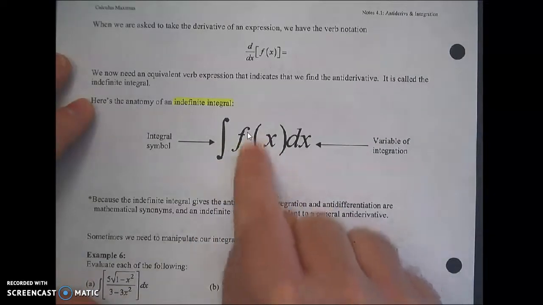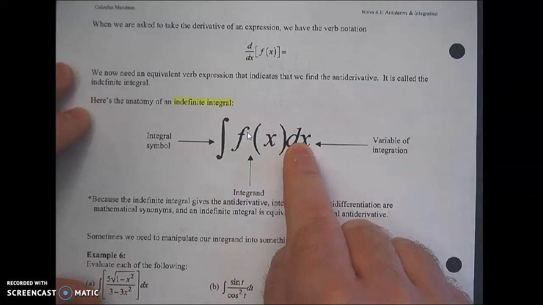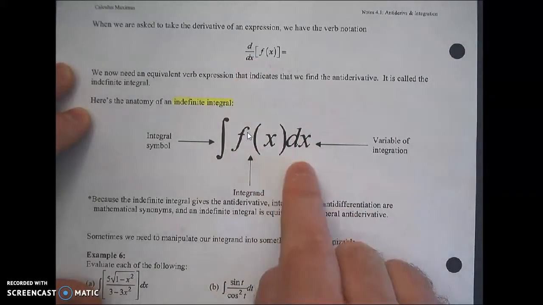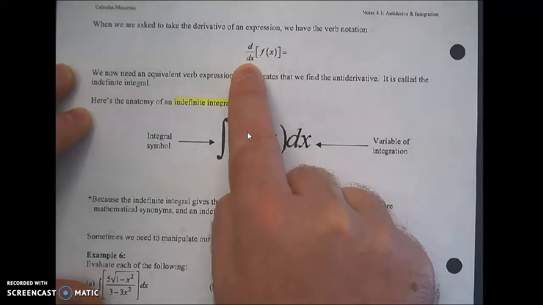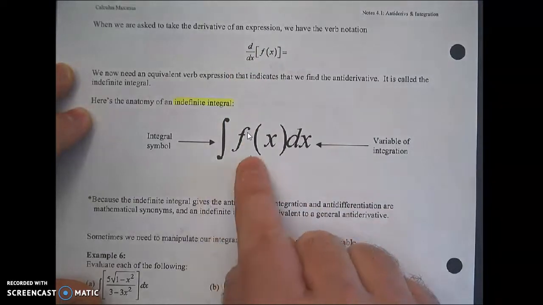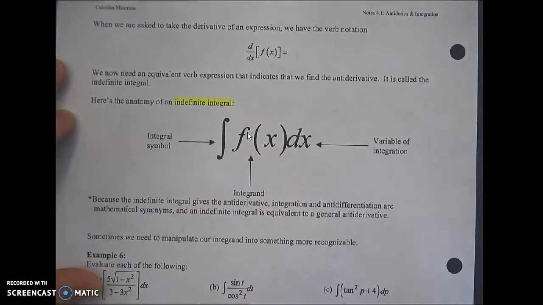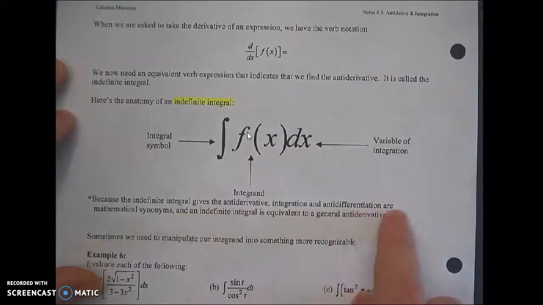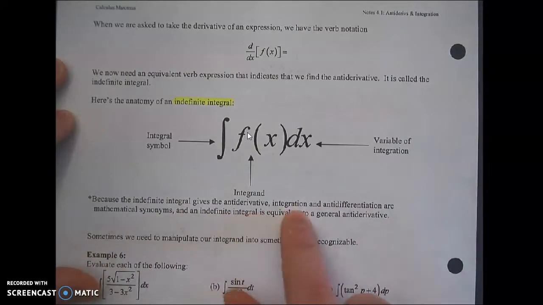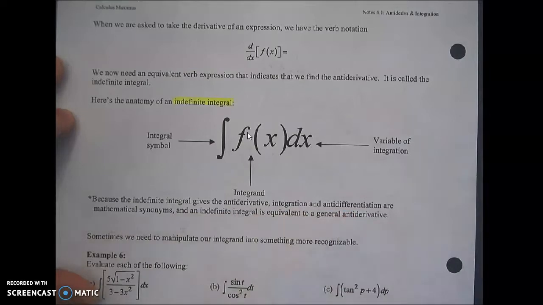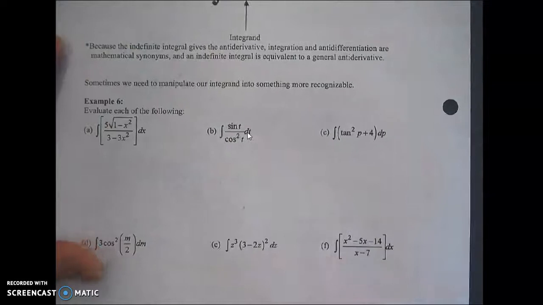We've got what's called the integrand, the thing that we're integrating, and then you have your variable of integration. Like the d dx here, which means derive this according to x, this means integrate my function according to x. So it's called the variable of integration. In other words, antiderivative, integration, antidifferentiation, they're all synonyms. They mean the same thing. So we're going to try to now integrate some of these functions.